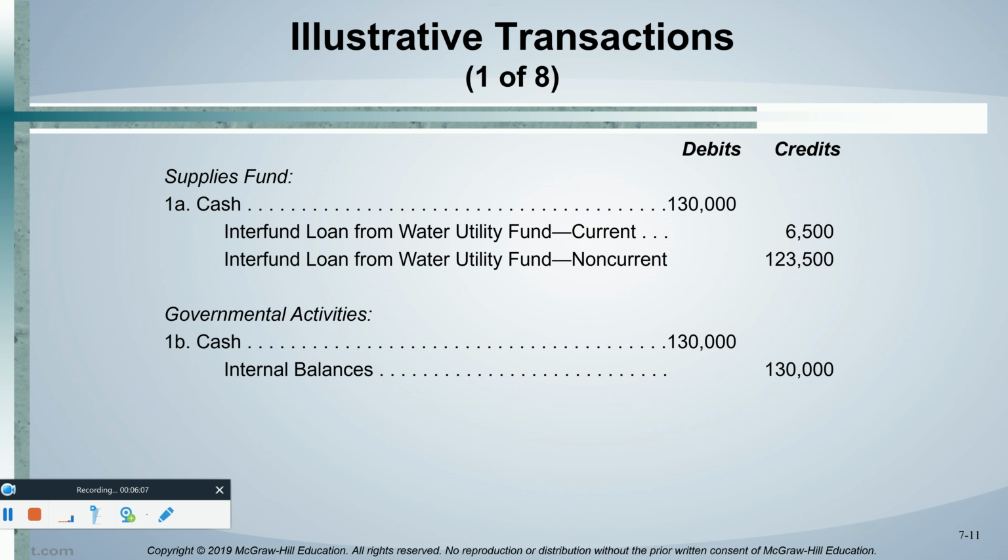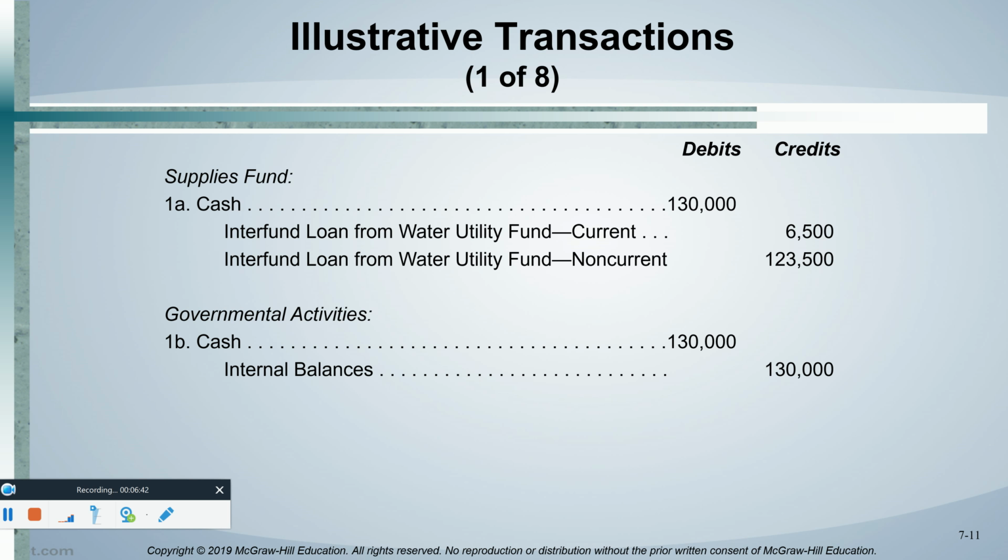So what the supplies fund decided to do is borrow money from the water utility fund, which is an enterprise fund, which we're going to see later on in this particular presentation. So the supplies fund borrows $130,000 from the water utility fund. So the supplies fund will debit cash and they will credit liabilities. We basically have loan payable. And it's an interfund loan because it's between 2 funds within the same government. It's not a liability to a third-party bank.